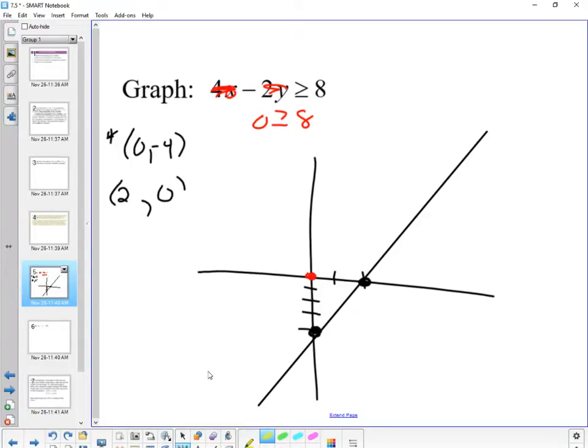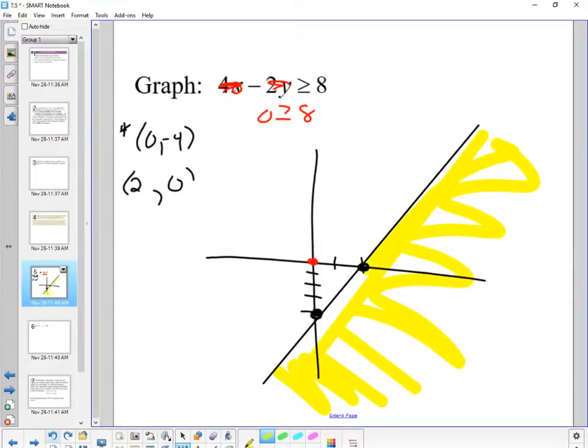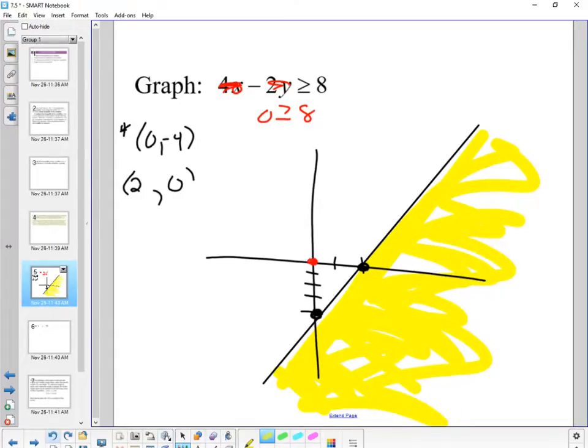Therefore, I would shade, in my case, highlight. Highlighted the line. That is some great highlighting. Yeah, I learned in kindergarten. There we go. My kids color better than I do. But then there would be my solution set.